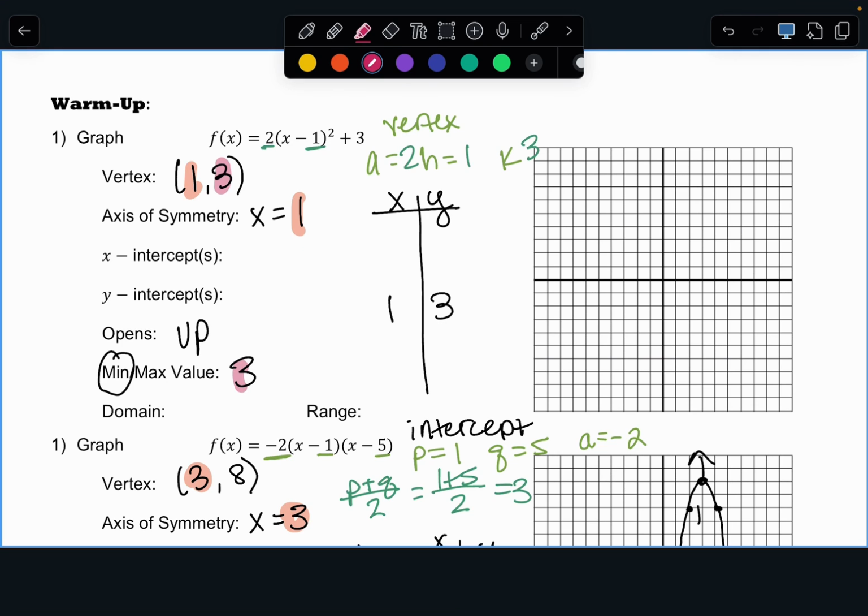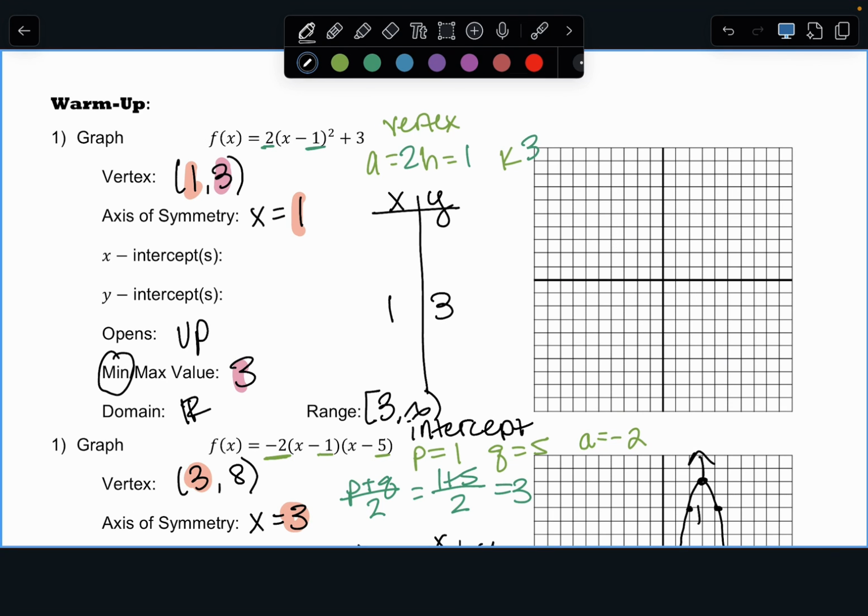Is like really what that means. Domain is always all real numbers. We can do the range. It's going to open up, so it's going to look like this. I have nothing down here. When do I start? 3. It doesn't look like it on my graph, but my vertex is going to be at 3. So I start at 3, included, and I'm good to infinity.